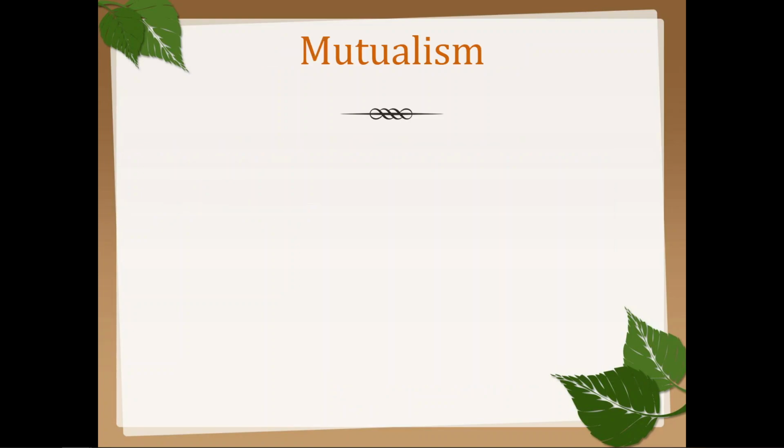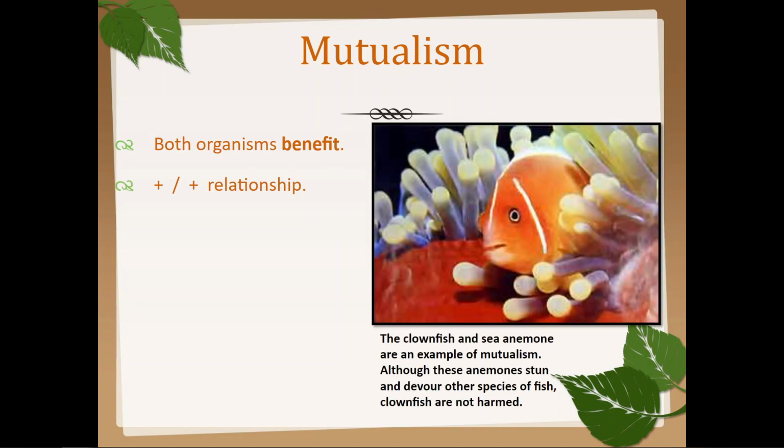All right, mutualism. This is a win-win symbiotic relationship where both organisms benefit from the relationship. So this would be a plus-plus relationship. An example here is the classic Nemo and Marlin example. The relationship between the clownfish and sea anemones is a perfect example. The anemones provide the clownfish with protection, while the clownfish provide the anemones with cleaning services and nutrients through their waste. So mutualism, plus plus.